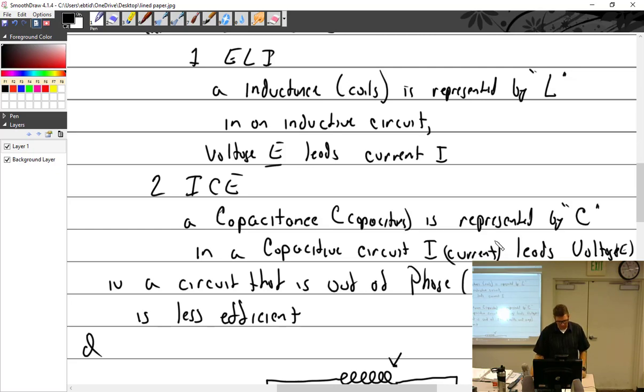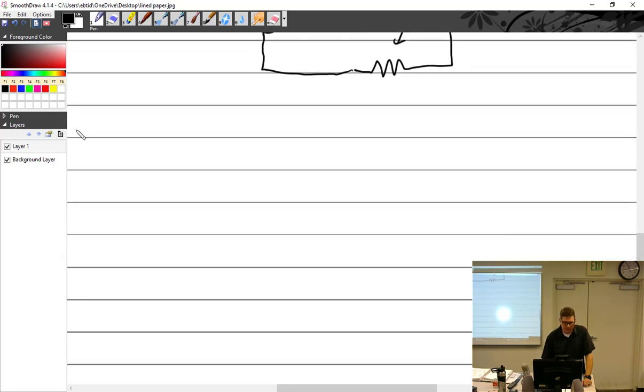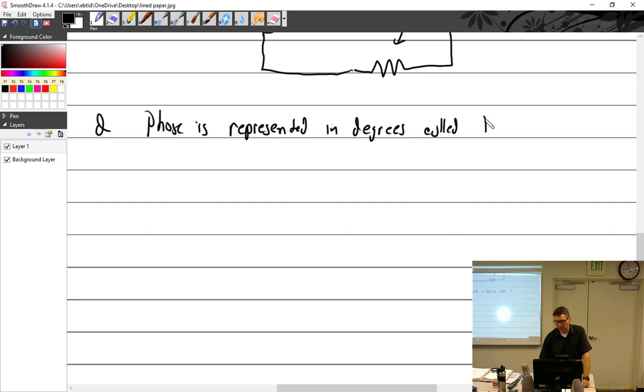Everybody's good here? All right, let's see, point D. Here we go, D. Phase is represented in degrees, called phase angle.